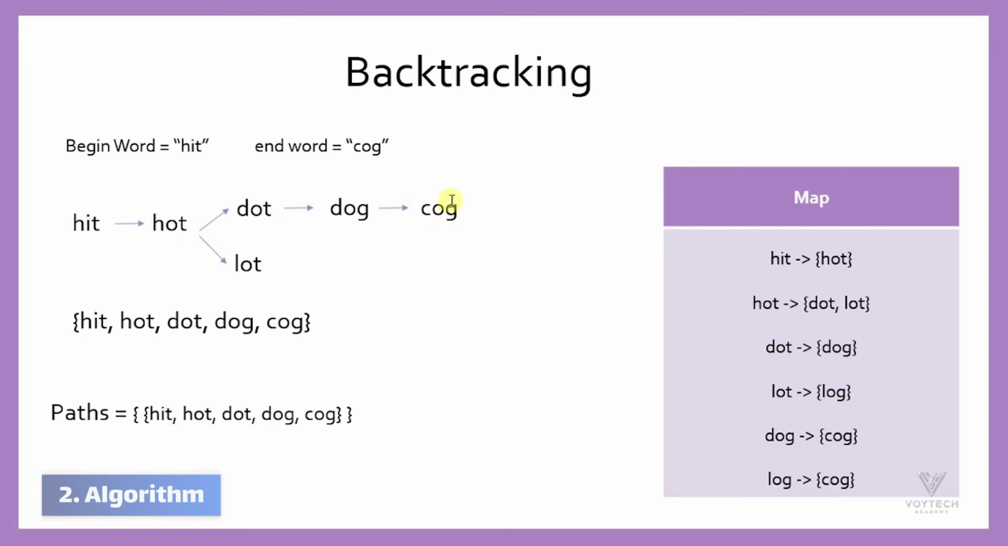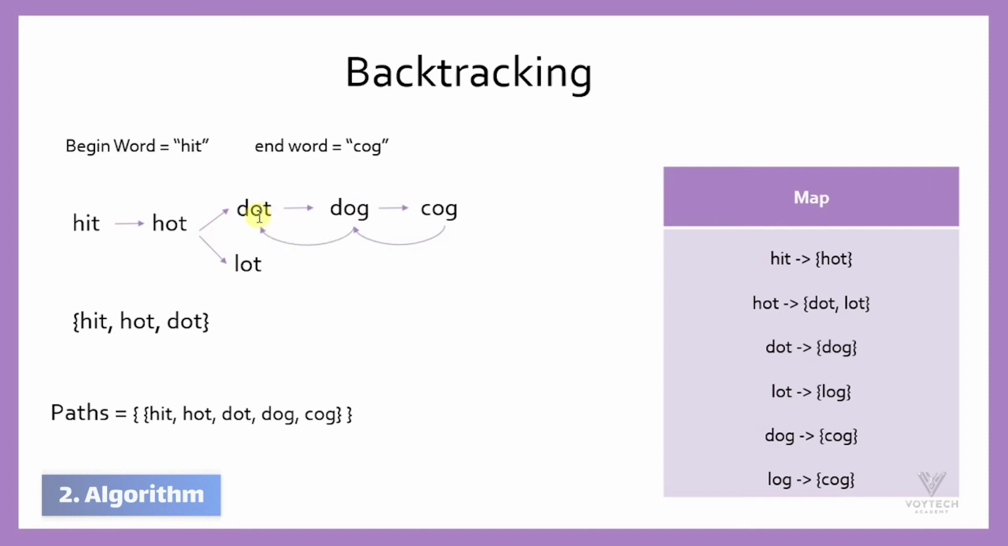So we're going to go from cog to dog, and then we're going to examine it again. So what's the possible transformation from dog to cog? Well, there is no other transformation. So we're going to remove cog from the list of the current path, and we're going to backtrack again. We're going to go to the previous dot, and then we examine it again.